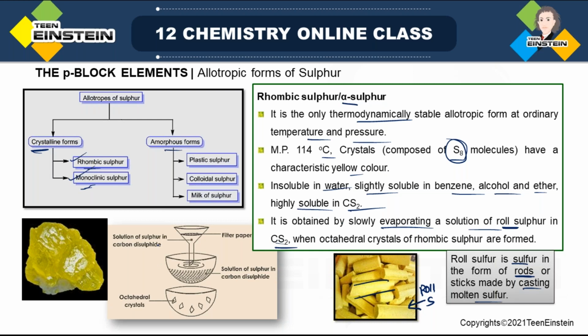Now, the next step: the solution of sulfur in carbon disulfide is filtered through filter paper. The insoluble part remains on the paper, and the filtrate is the solution of sulfur in CS2. Gradually, when this solution evaporates, S8 crystals appear, that is the octahedral crystals. In this way we can make it, and this is a picture of alpha sulfur. Fine, this is the first form.